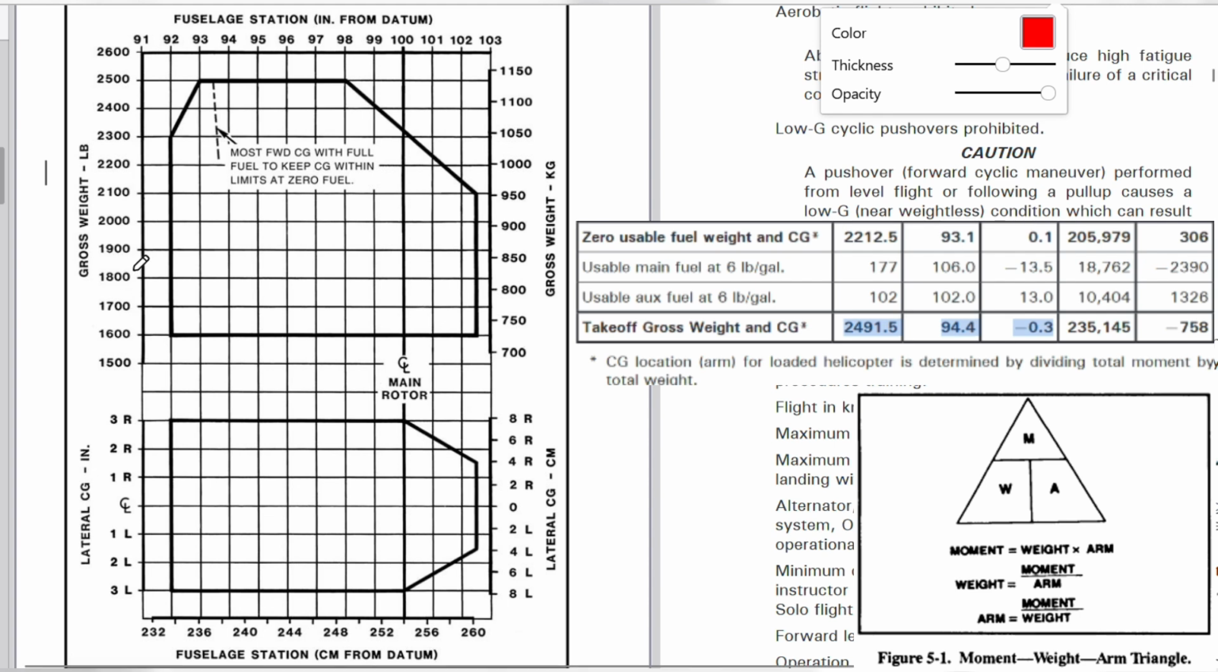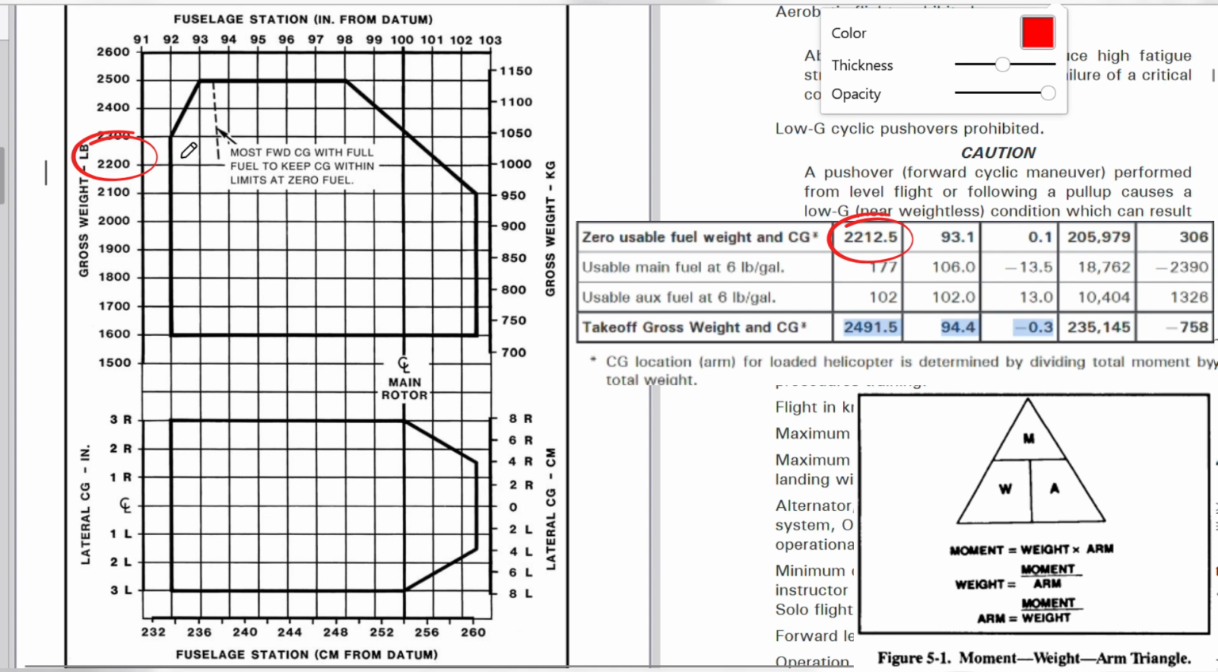We're going to look at our side here, and it has from 1500 up to 2600, and that's our weight. We're going to start with our empty weight. Remember, we calculated our empty weight with no fuel, and that was 2212.5. So we find 2212, so this is 2200, maybe slightly above it.